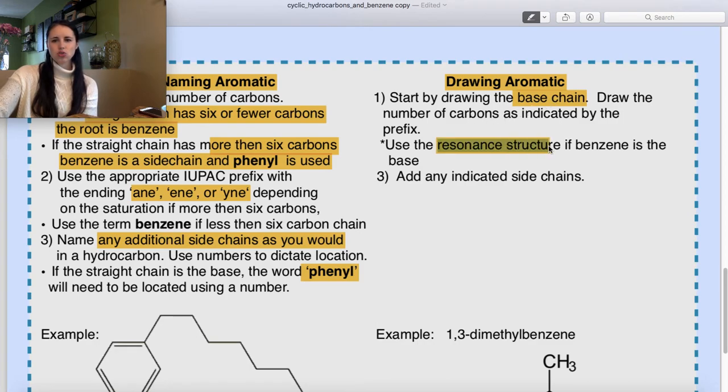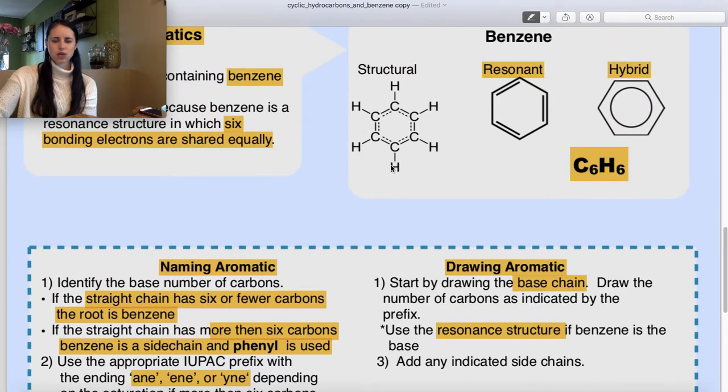This says to use resonance structure if benzene is a base. You can actually use hybrid structure. I'm going to use hybrid structure myself. So you can choose between resonance or hybrid. Do me a favor, don't use the Kekulé structure just because you're going to make it so much harder on yourself. So either resonance or hybrid structure.